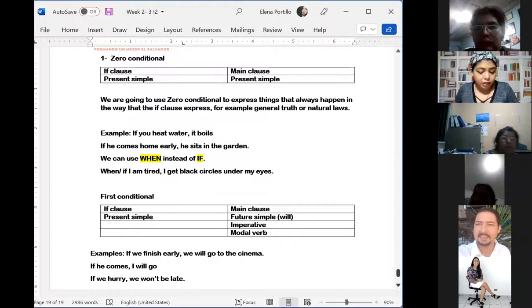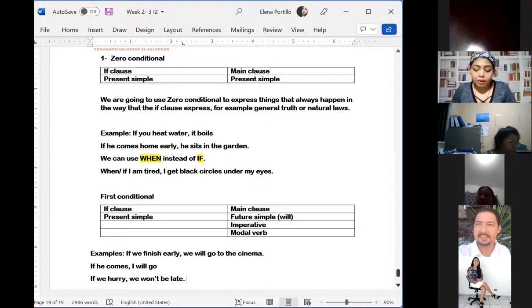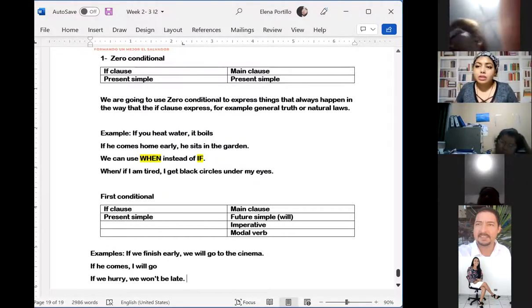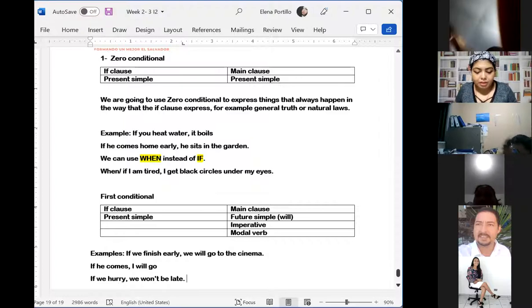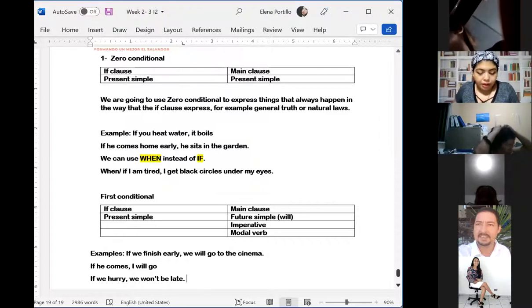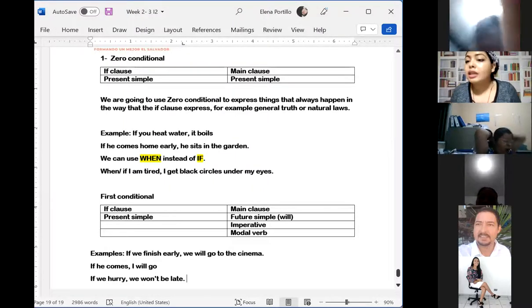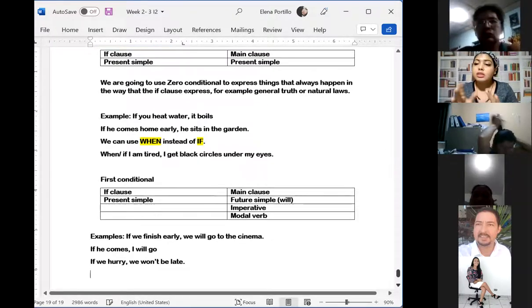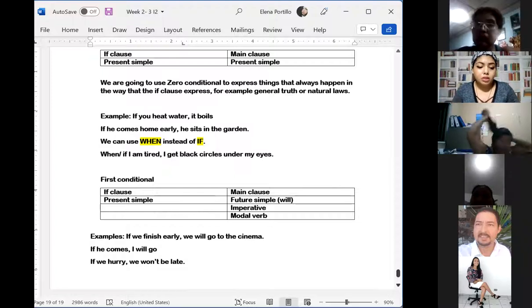It says also that in the main clause, we can use the imperative form or the modal verb. In this case, we can use may, can, must, have to, and the other modal verbs, followed by the infinitive form of the verb in the place of the future simple. So we are going to see some examples with the imperative and the modal verb.